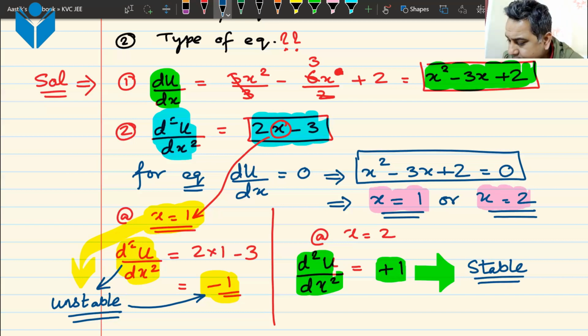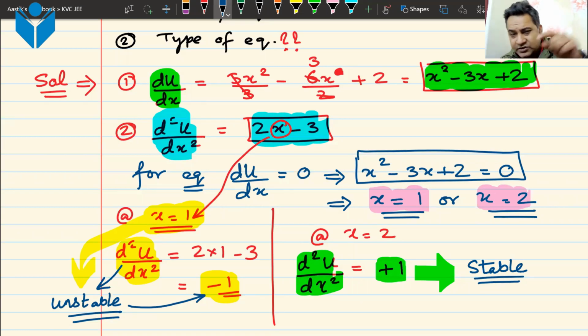At x equals to 2, the stability is maximum. That is evident that it is stable equilibrium. So stability is maximum. This is the condition of stable equilibrium and it's x equal to 2. That is the answer that we have got. That is not the result that we have achieved. What we have learned from this question, we have not learned that x equal to 2 it is stable and x equal to 1 it is unstable.